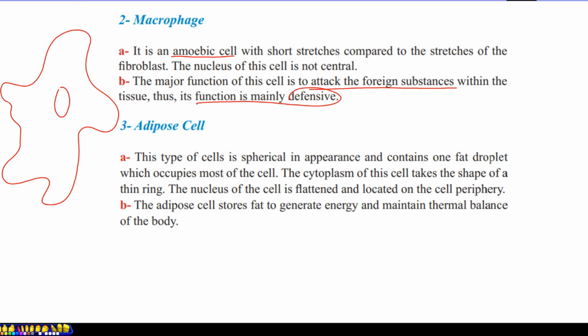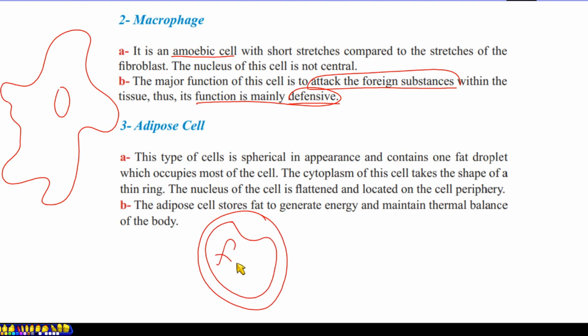From the amoeba, we may remember that the main method of feeding in amoeba is phagocytosis. So it attacks foreign substances and eats bacteria and viruses by phagocytosis, devouring these microorganisms, and provides the defensive function. Adipose cells: this type of cell is spherical in appearance and contains one big fat drop.